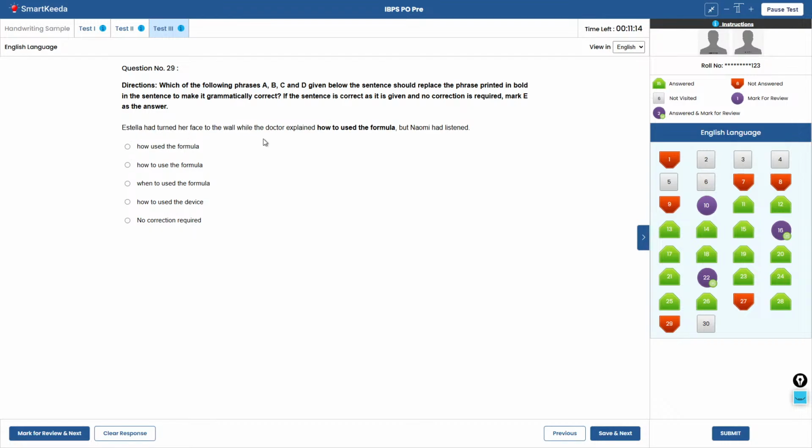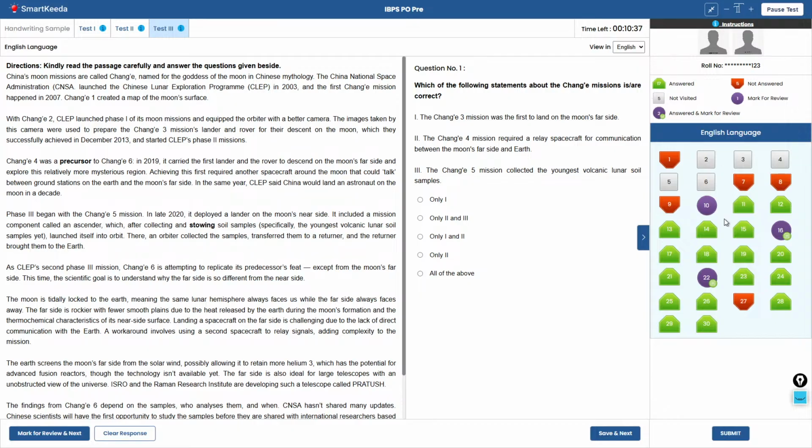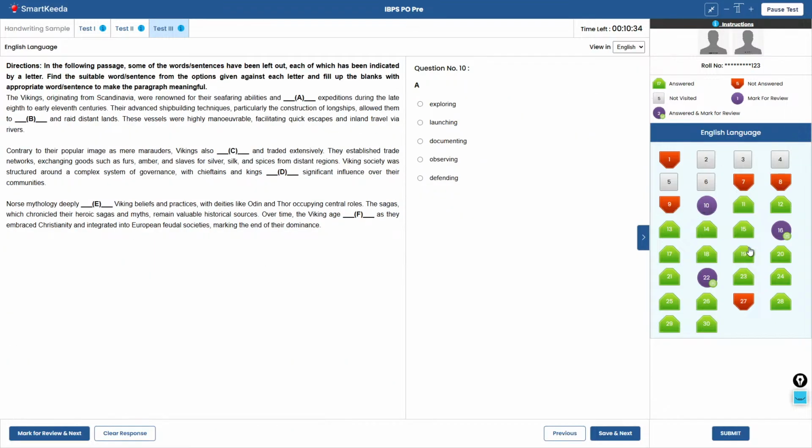Estella had turned her face to the wall while the doctor explained how to use the formula, but Naomi had listened. The region's transformation from fertile woodland to eroded scrub or desert, past participle. So there is no PQRS. Wow.